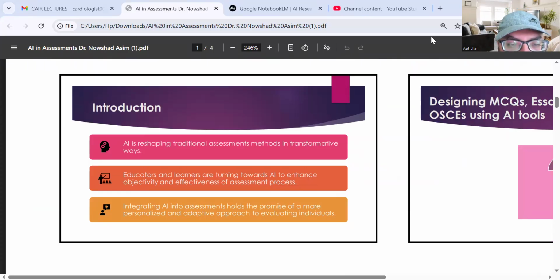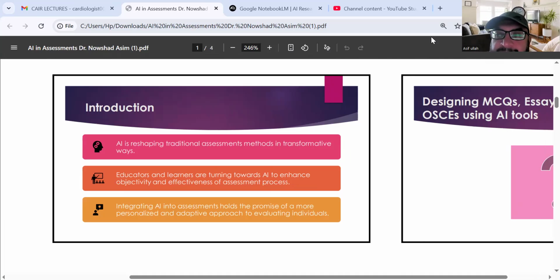So AI is reshaping traditional assessment methods in transformative ways. Educators and learners are turning towards AI to enhance objectivity and effectiveness of assessment processes. Integrating AI into assessment holds the promise of a more personalized and adaptive approach to evaluating individuals.